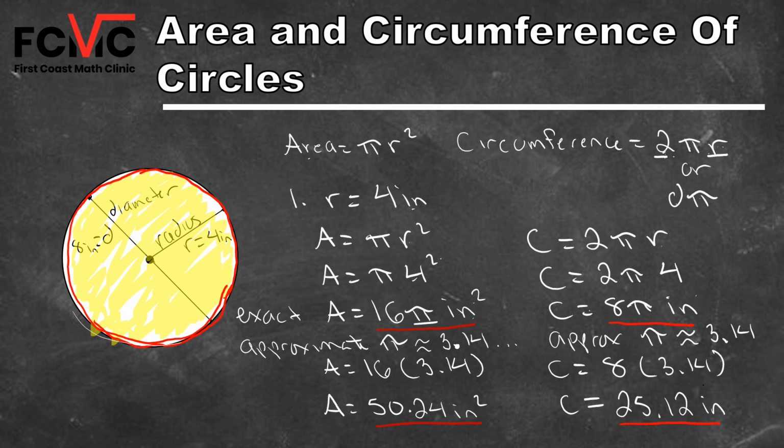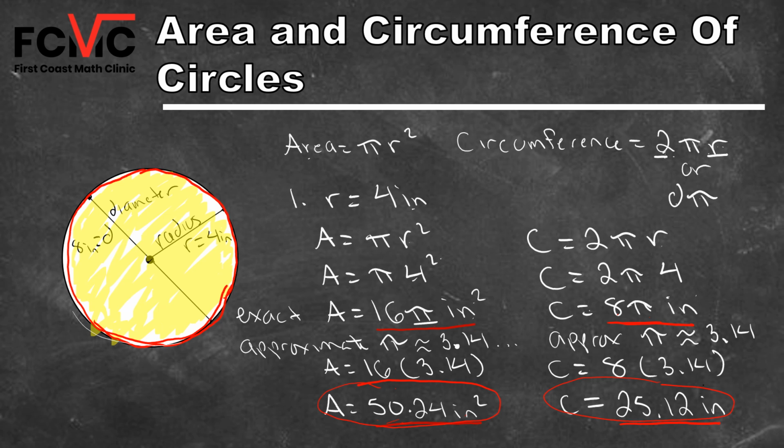Okay, so again, the exact gives us a little bit more, it makes a little bit more sense if we're talking about an exact measure, because if you're giving somebody a distance, you're going to say like 50.24 inches compared to 16 pi inches, and 52.12 inches compared to 8 pi inches. So we kind of multiply this out, and this makes a little bit more sense in context compared to just 8 pi inches, okay?